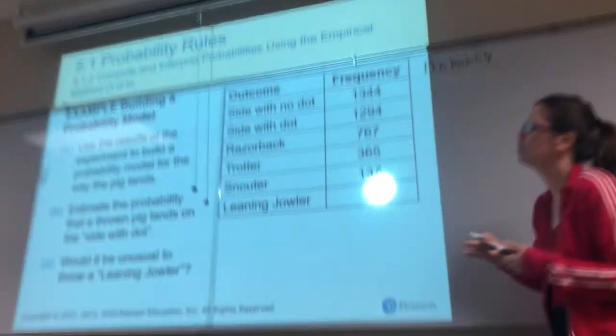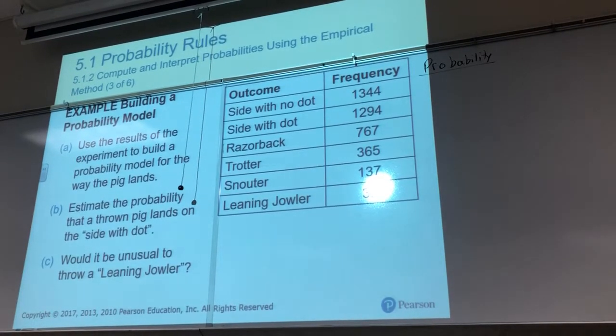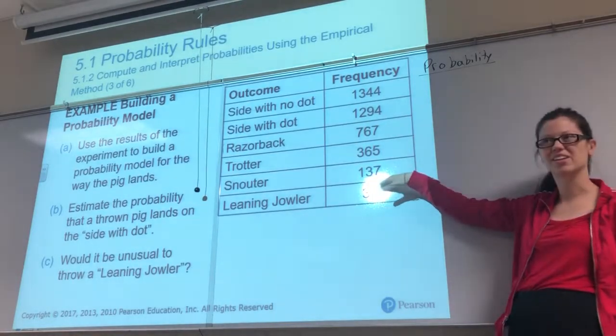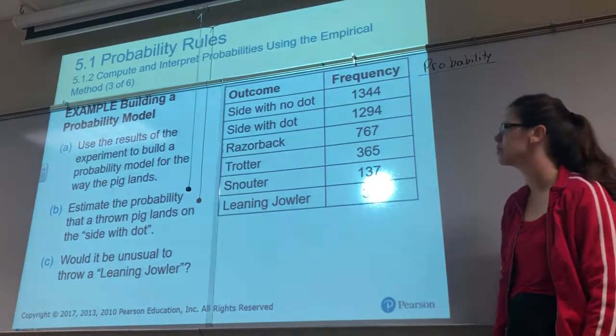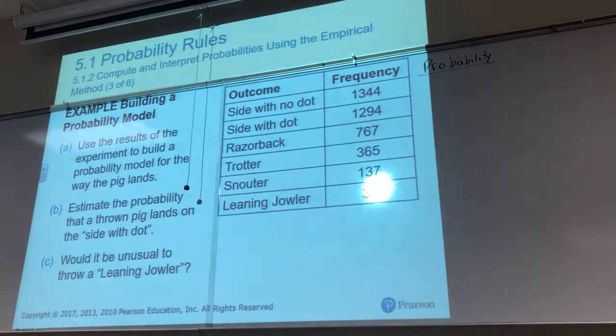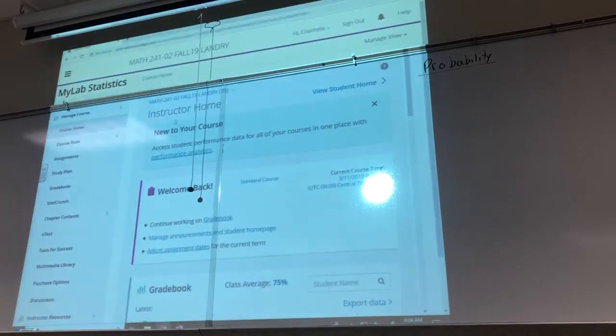And it's not going to be 1 out of 6 the way it is with a regular die, because you can see this side with no dot happened a lot more times than this one down here, the leaning jowler. So when we use the empirical probability, we're going to be using the relative frequency. I've got my calculator with me.